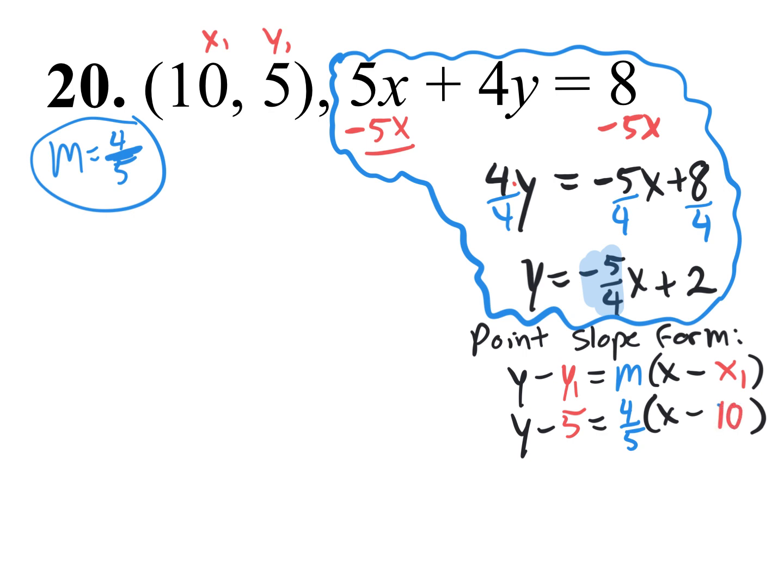Now that is our answer in point slope form, but they want it in slope intercept form, and slope intercept form is y equals mx plus b. And obviously y is by itself. More importantly, it has no parentheses over here. So we're going to get rid of these parentheses by distributing the 4/5. And then we're going to get rid of the number by doing the opposite, moving it to the other side.